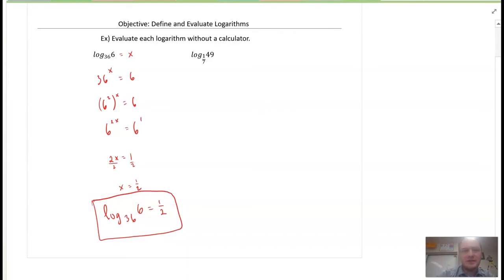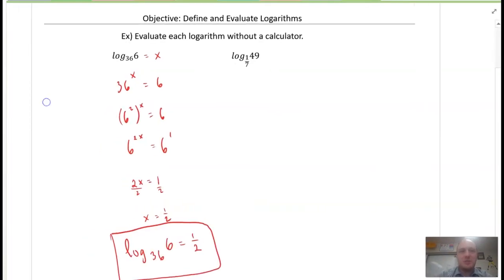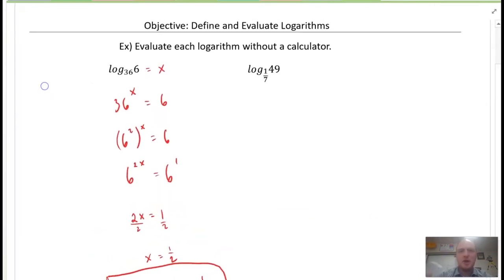Okay, let's look at another example. We have log base 1/7. Log base 1/7. Who even uses that? Nobody, except these problems. Log base 1/7 of 49. I'll set this equal to y. So we have 1/7 to the power of y is equal to 49.